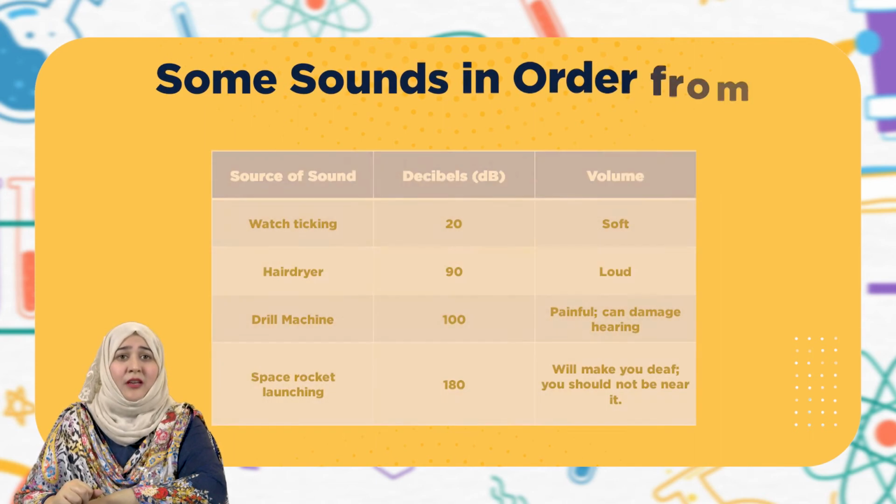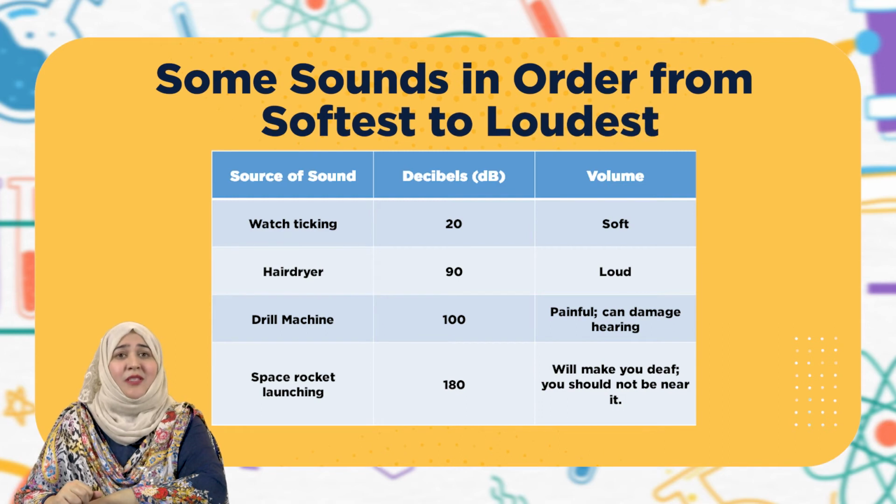Now children, here in this table I have some sounds in order from softest to loudest. If a source of sound is a watch ticking, it would measure around 20 decibels and it's considered a very soft sound. If the source of sound is a hair dryer, it would measure around 90 decibels and it's considered a loud sound. If we have a drill machine, it would measure around 100 decibels. It becomes quite painful and can even damage hearing.